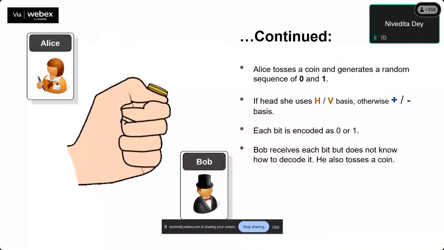After that, Alice and Bob will be using this shared key in order to perform the further cryptographic steps.